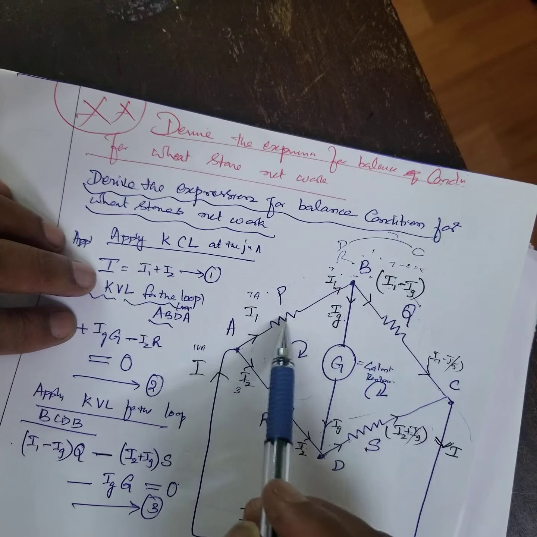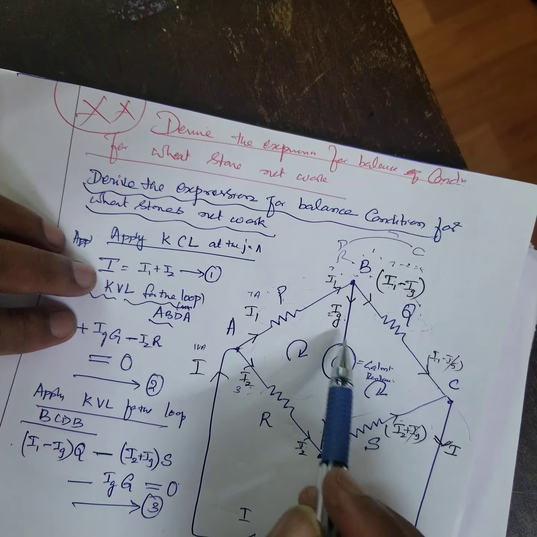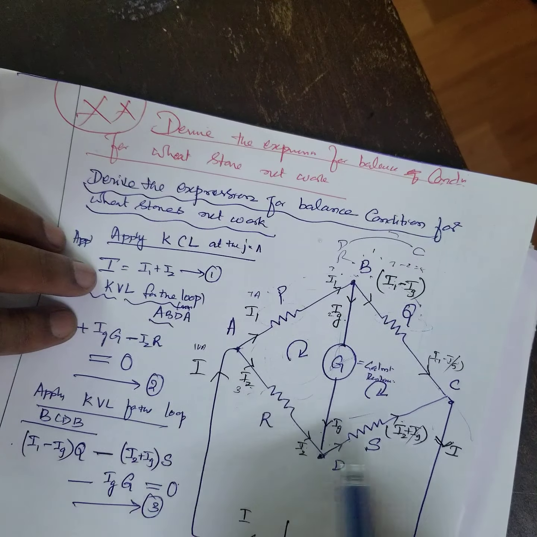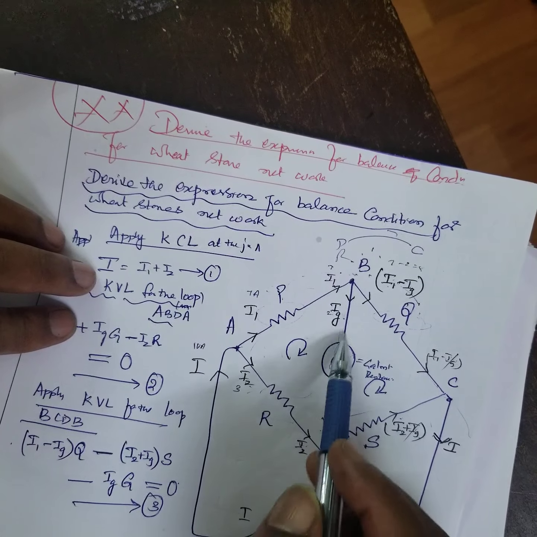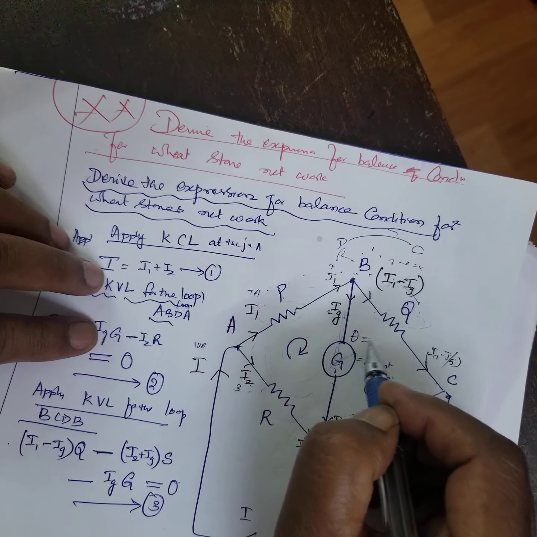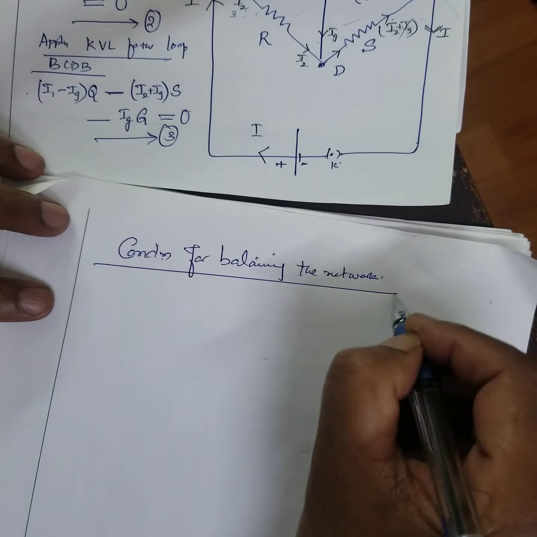I vary the resistance; these are resistance boxes. I vary P, Q, R, S. The galvanometer is the one which shows some deflection. I adjust P, Q, R, S in such a way that there should not be current flowing in the galvanometer. When there is no current flowing in the galvanometer, the deflection becomes 0. You understood? Therefore, what is the condition for balancing?